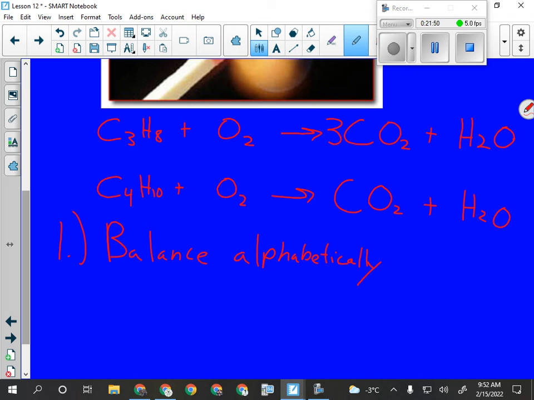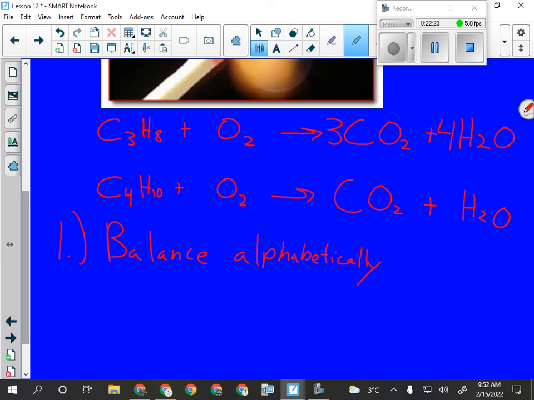How many hydrogens on the reactant side? 8. How many are over here? What times 2 will give me 8? 4. All right, so now I have 4 times 2 is 8 hydrogens and 8 hydrogens. So now both my carbons and my hydrogens are balanced. But my oxygens are not. Over here I have 2. How many do I have over here? 10.